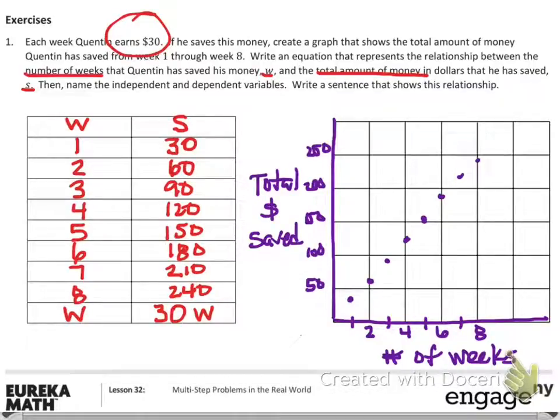All right, and then the question is, we've got to figure out, do we need a line here? Could we save for a fraction of a week? Well, yes.